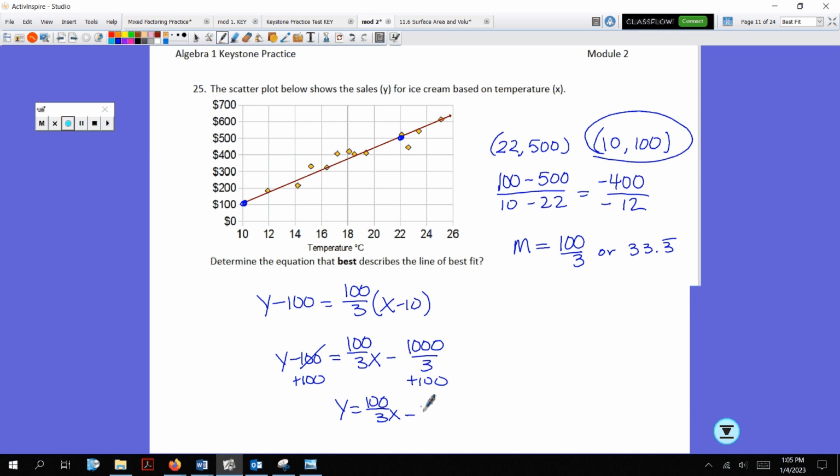It becomes negative 700 over 3. What am I missing? It just doesn't seem very right, does it? That my y-intercept is negative. But again, scatter plots, not my favorite thing. Show as much work as humanly possible.